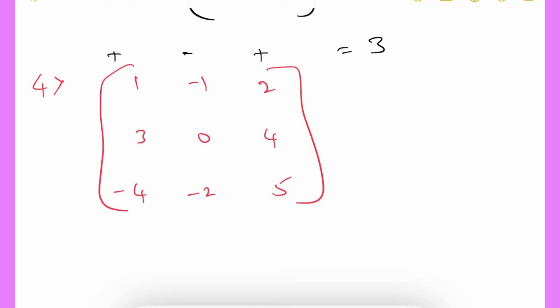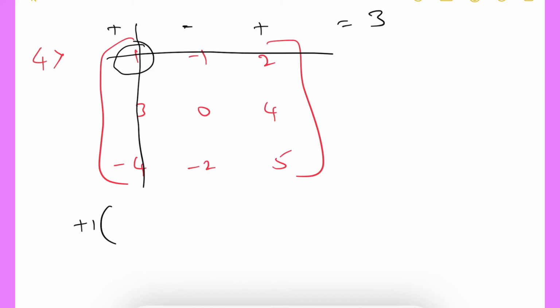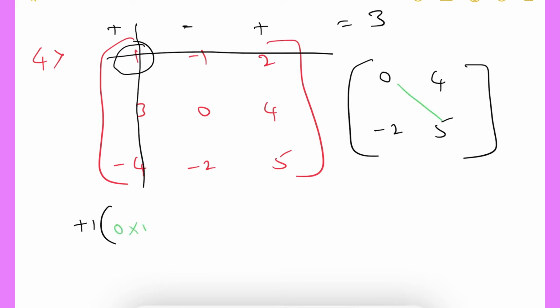I am not speaking about the symbols for these elements. I am speaking the symbol in the process. Okay, you will understand now in the next step. For example, take the first row, first column element, that is 1. So it should be plus. So plus 1 into. Now remove that total column as well as total row. Then we need to find the determinant of 0, 4, minus 2, 5. Let us find it out. 0 into 5 minus 2 into 4.